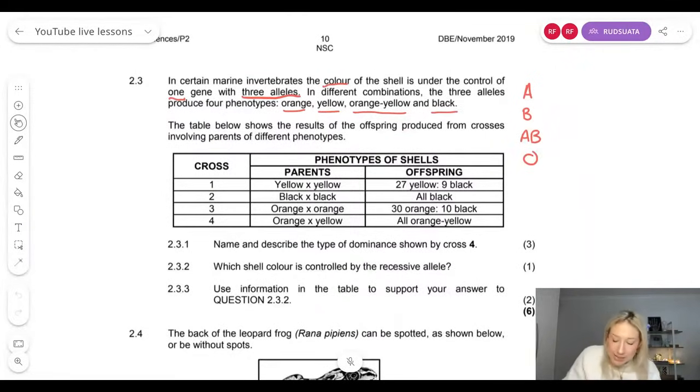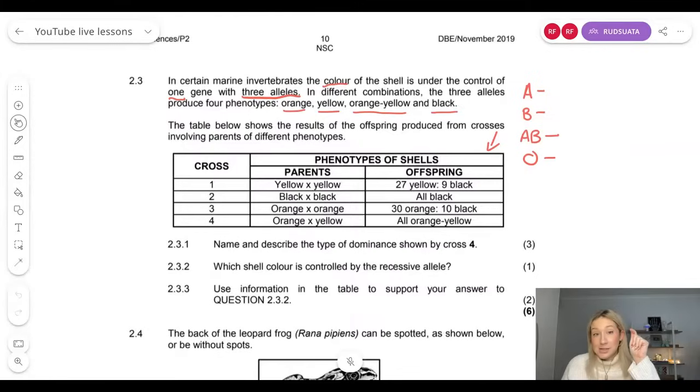Is that not the same as orange, yellow, black? Surprise! It is the same thing. Just now they've applied it to the shell color instead of blood grouping. Now what they did is they didn't tell you any more information. The next hard part is they took the cross and they put the results of crossing different snails with each other to show you who is dominant and who is recessive.